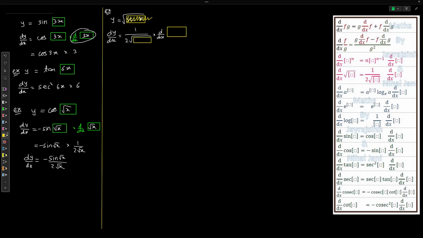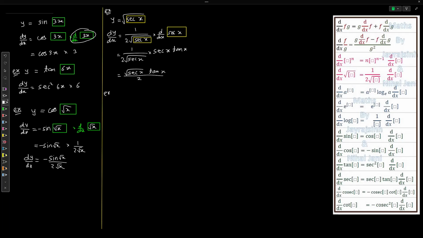Okay? Now open the box. What we have within the box? Sec x. Okay? So 1 upon 2 root sec x is as it is. Differentiation of sec x is sec x tan x. Sec x cancels with root sec x. So this will become root sec x into tan x by 2. Okay?